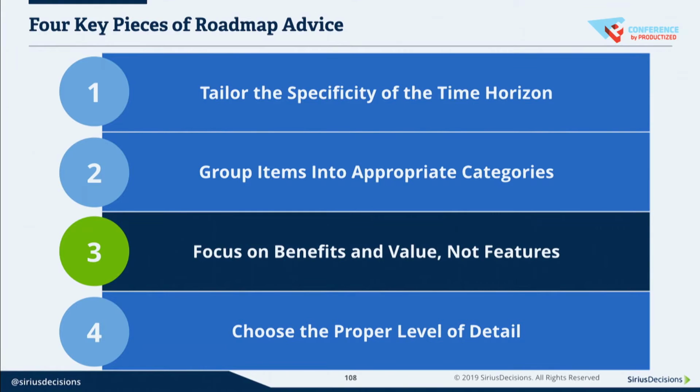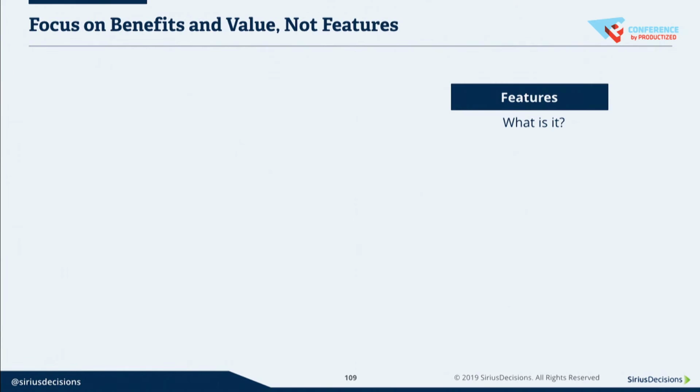The third element I've kind of alluded to already, and again, some other speakers this morning talked about it, so this is great reinforcement. We want to focus our roadmaps on benefit and value and not on features as much as possible. A feature describes what something is, right? What is it that we're building? What's the output or the component?